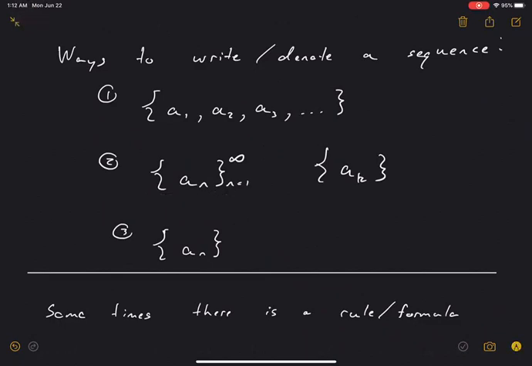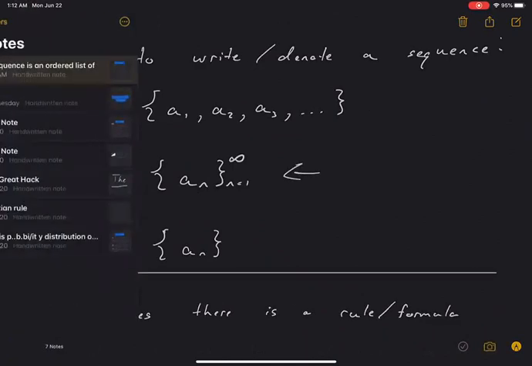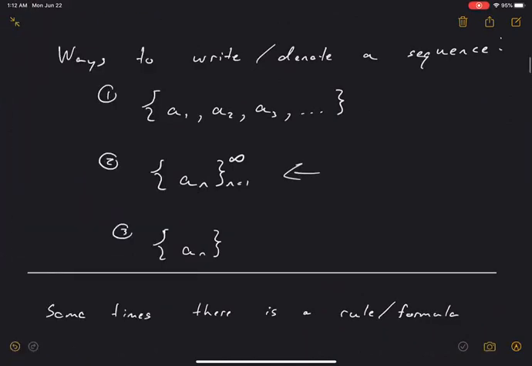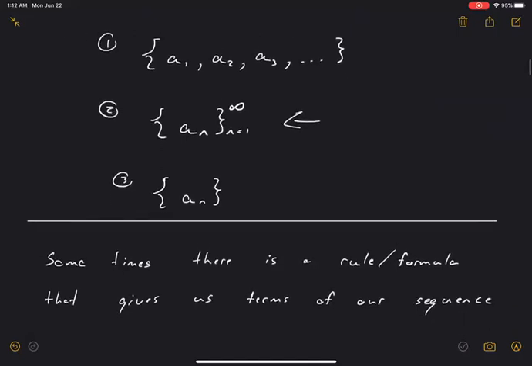Out of these, I like this second one the best. This is one I tend to use. It doesn't really matter though.